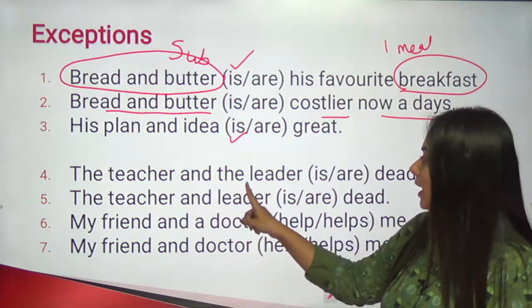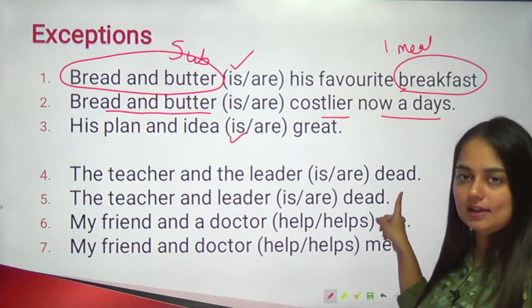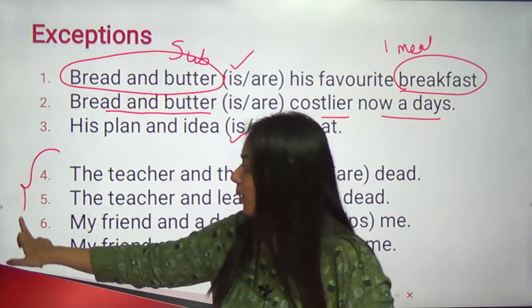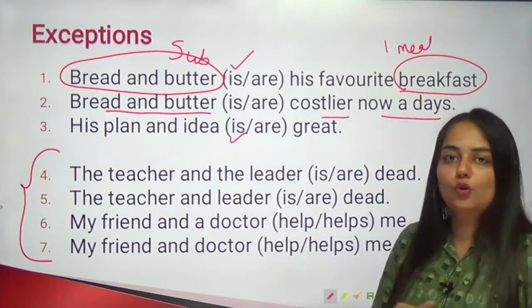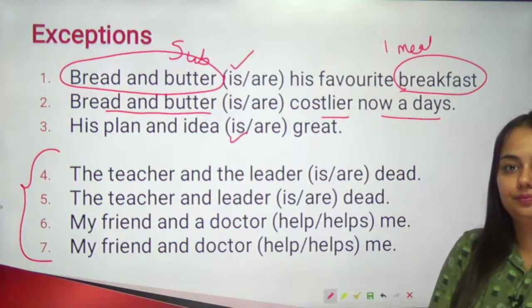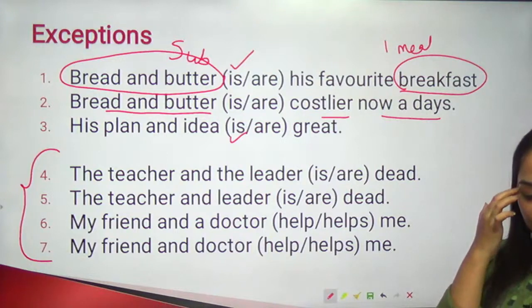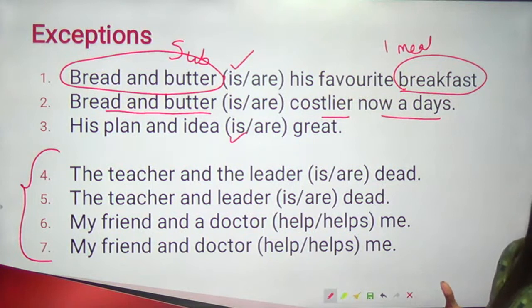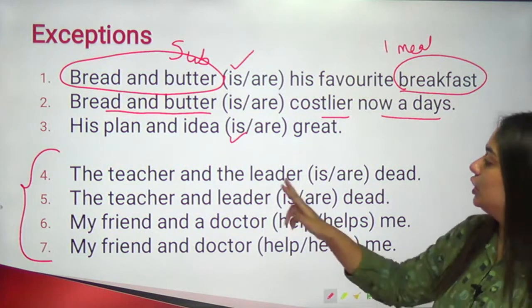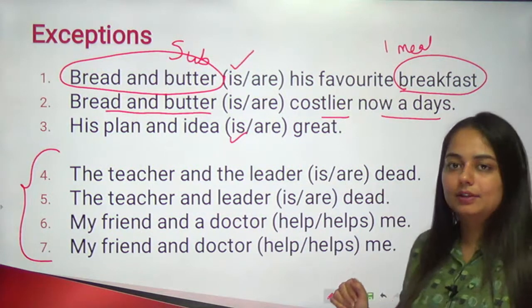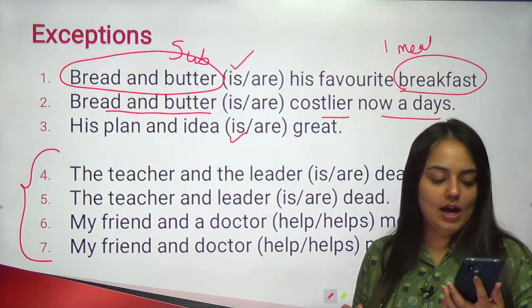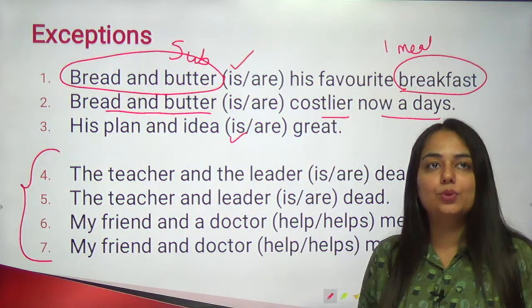The teacher and the leader is or are dead. Okay, this is going to be interesting. Start from the fourth one. Let us see who's going to answer these 4 questions now. The teacher and the leader is or are dead. Yes, Ishwari, Ayush, Harman. Let us see who's going to answer this one.